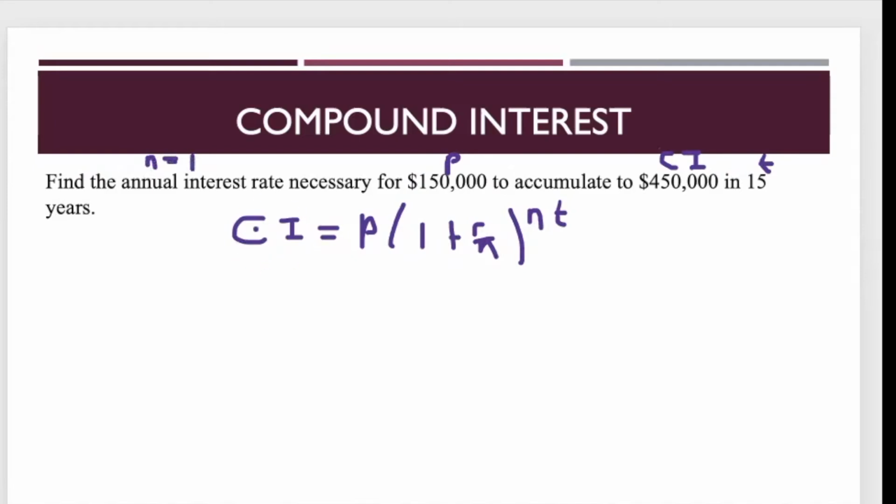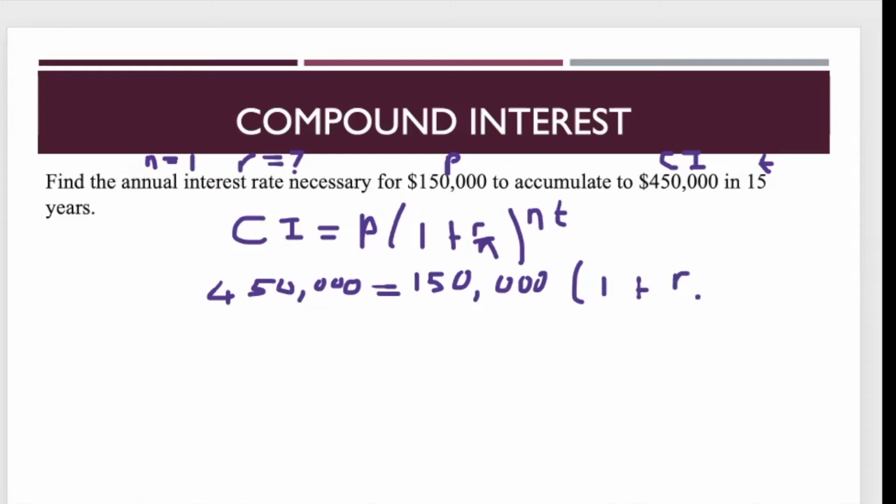So the compound interest, I'm going to replace it with $450,000. So I go ahead and write my $450,000. And the principal, that's the starting amount, is $150,000. And then I have 1 plus R. What is R? That's what we're finding. So the interest rate is R. That's what we're finding.